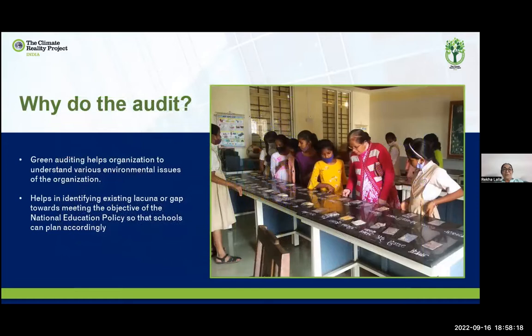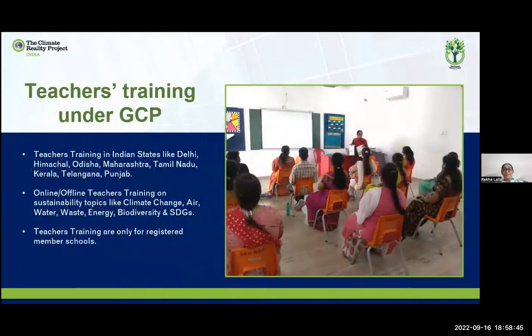Audit, why is audit important? Because every time you use the resources, it is very important to see the environmental effect of that. So once the students do it themselves in the school, they realize the importance of this environment. And that is what we do in the Green Campus program. I think the National Education Policy we now have in India is also going to change the schools accordingly, so that they can plan. So this is teachers training also.